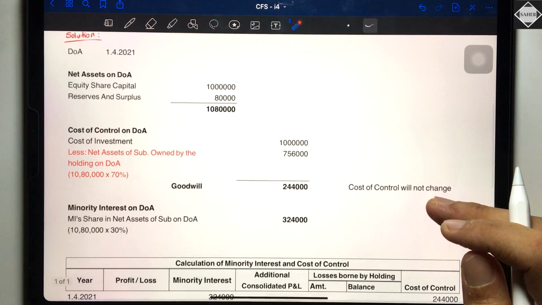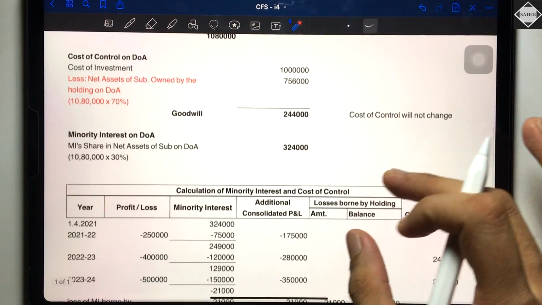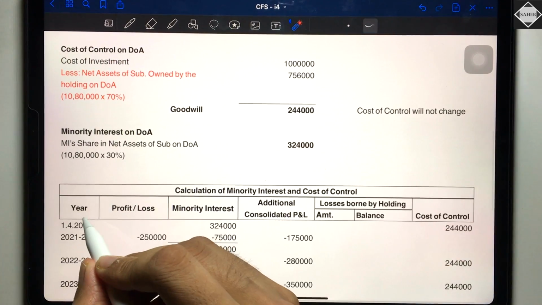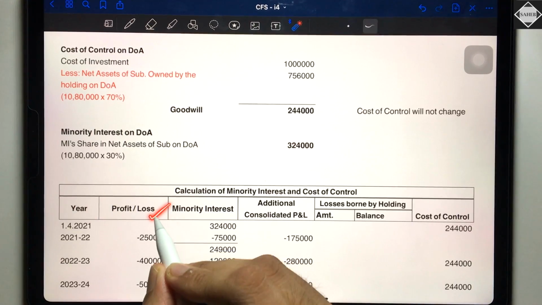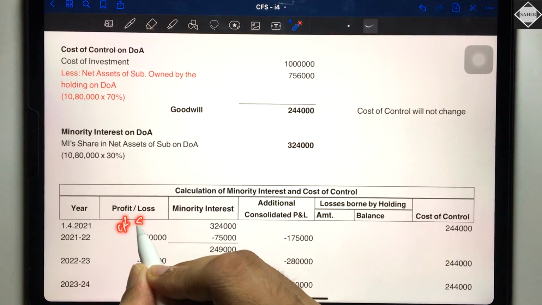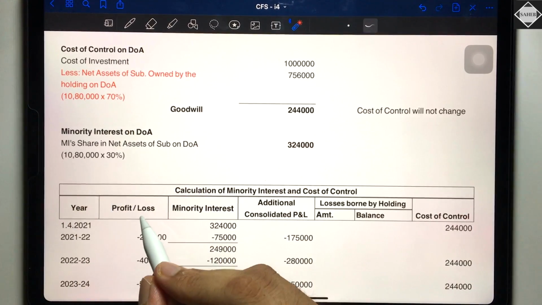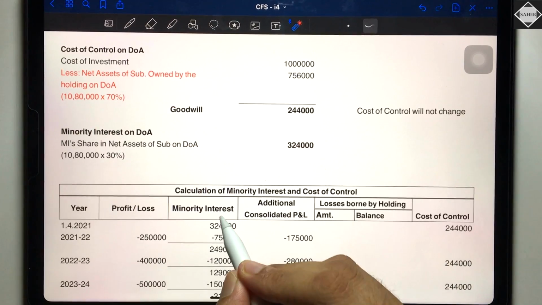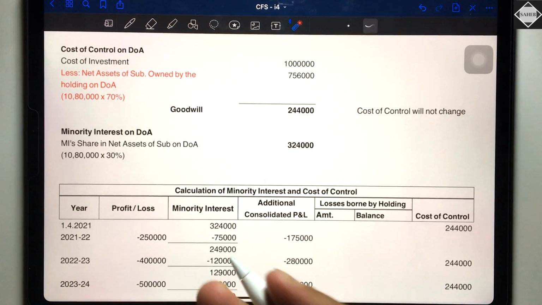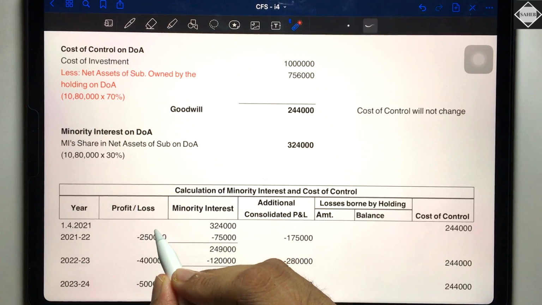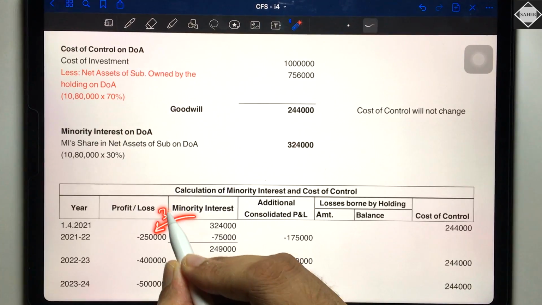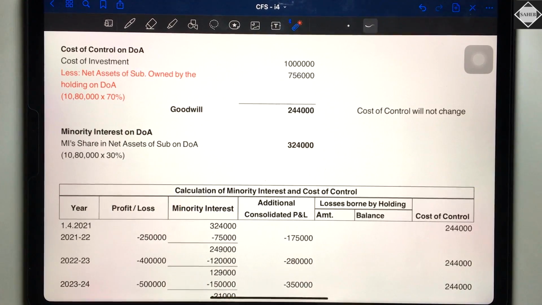See what you have to do. Let's understand the table first. Here we have the year column, and the profit and loss column of the subsidiary. How much profit or loss is there in the subsidiary? That's what will come over here. And then here you have minority interest. What will you do over here? Simply take percentages of this, 30%. Just the minority share of the subsidiary's performance you will consider.